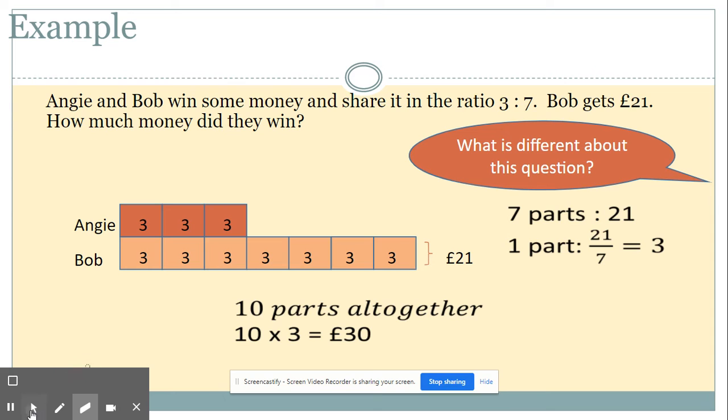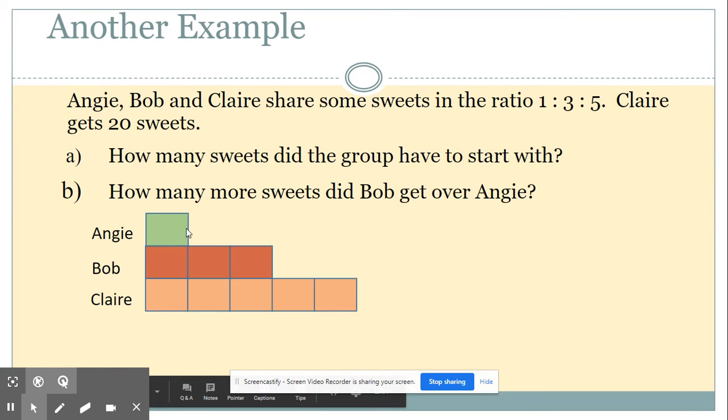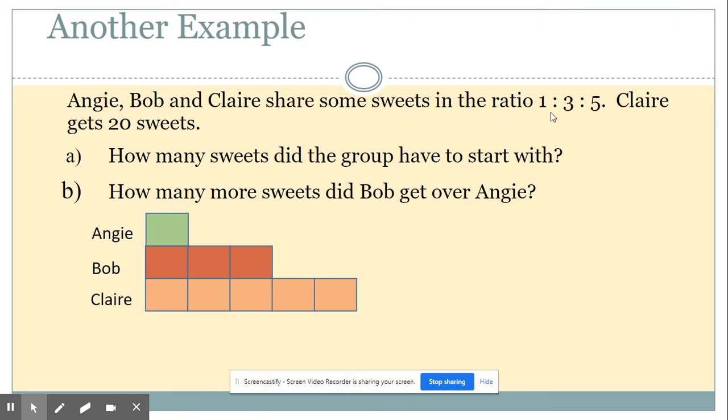So another question now. Angie and Bob and Claire share some sweets in the ratio 1:3:5. Claire gets 20 sweets. How many sweets did the group have to start with? How many more sweets did Bob get over Angie?